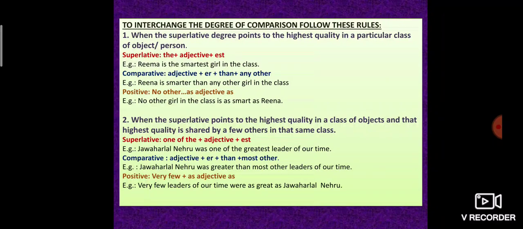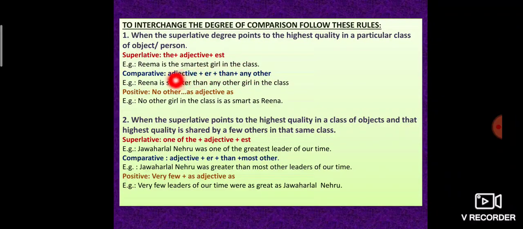When the superlative degree points to the highest quality in a particular class of object and person, superlative is: the plus adjective plus est. Let's see, my dear students, an example. Let's clear it with the help of an example. Rima is the smartest girl in the class.